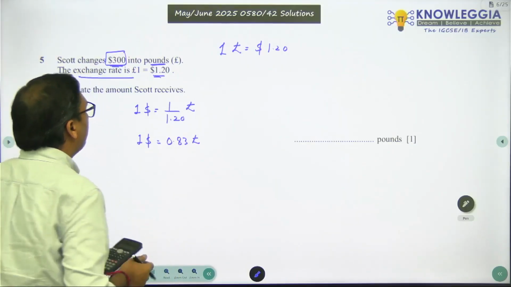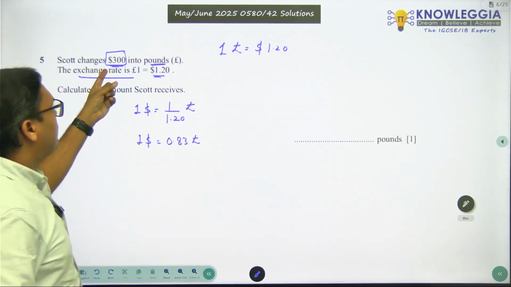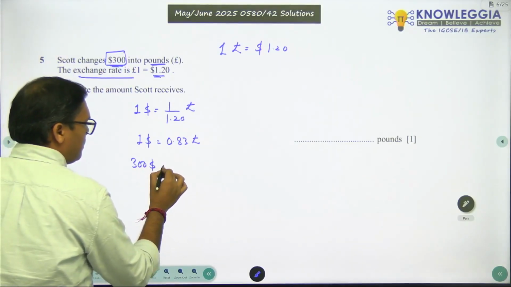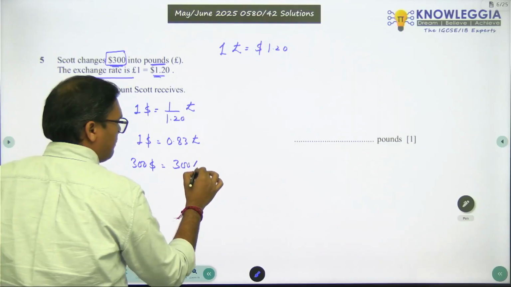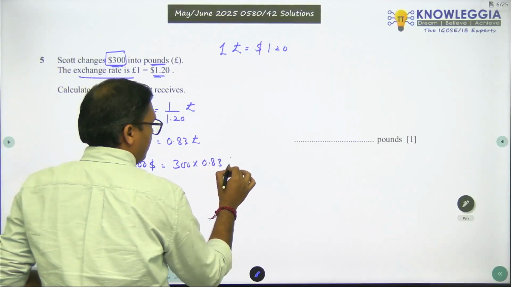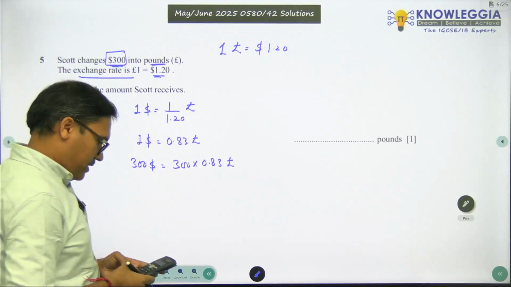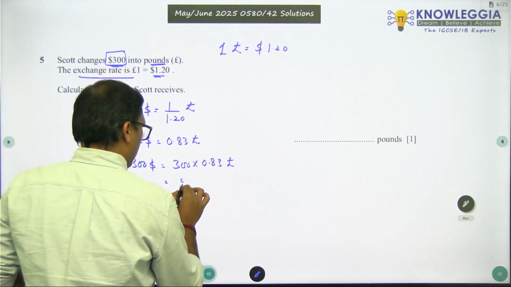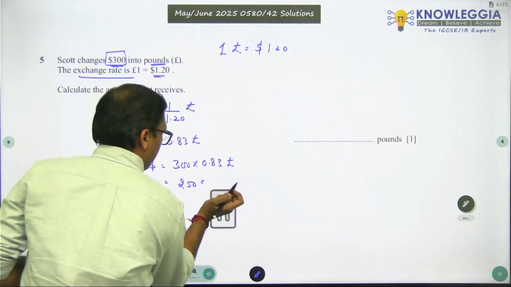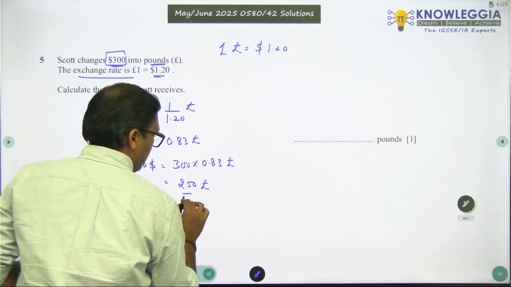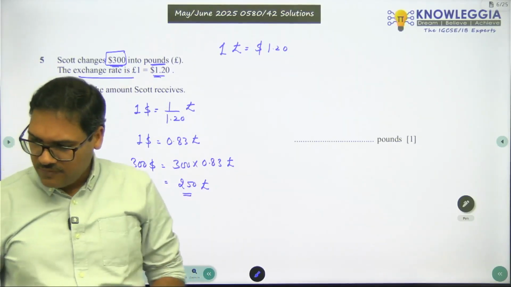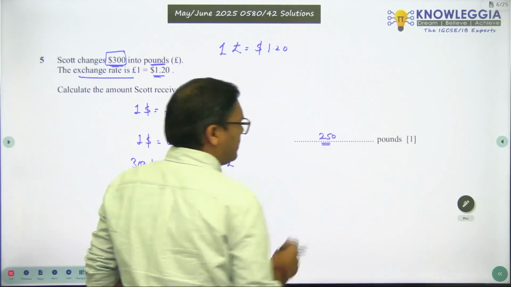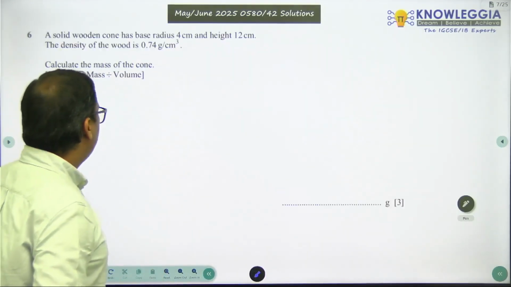Okay. Now the question is, how many dollars does he have? 300. So $300 will be equal to 300 multiplied with 0.83. Just multiply this with 300, which is equal to, we can say, 250 pounds. So this is the answer for this. That is 250 pounds. Let's see the answer. That is the correct answer, 250. Again, a simple question. Next question.